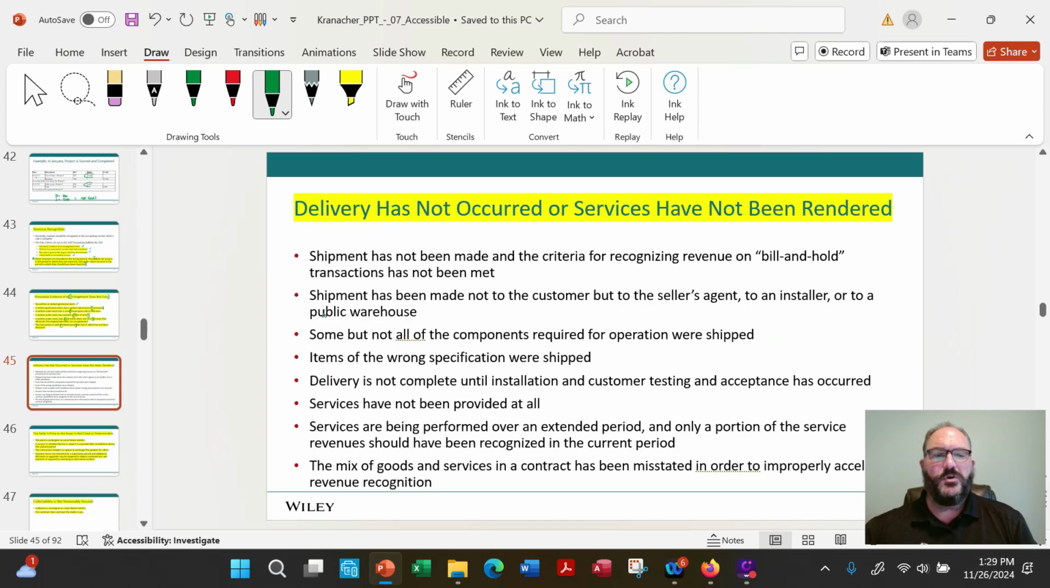Now, delivery has not occurred or service has not been rendered. So there's all kinds of items here. You can read through these. Like here, bill and hold. This is a big one. Not all the components are done. Wrong items were shipped. I have personally seen this one.